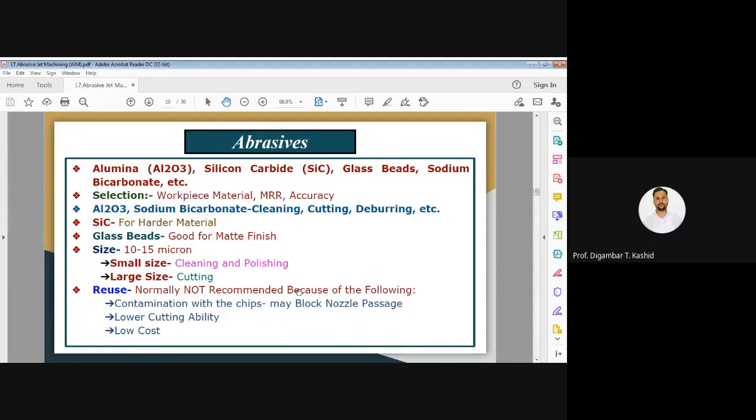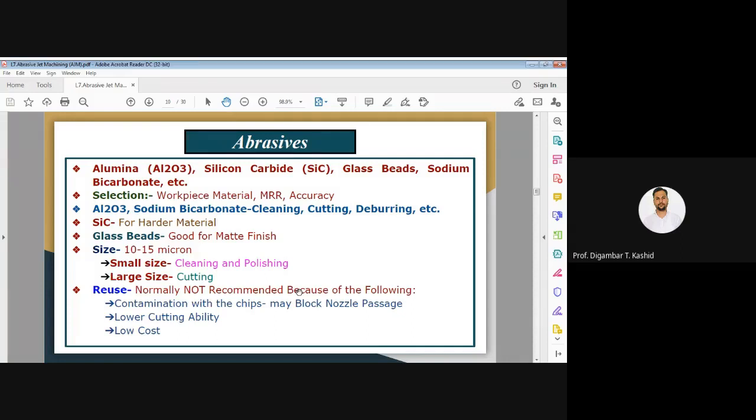Secondly, if the abrasive particle gets contaminated with the chips removed from the raw workpiece metal, then the cutting ability of your abrasive particle will be reduced. And the third reason is that abrasive particles are not very expensive. So one can easily afford not to reuse the abrasive particle in the abrasive jet machining process.